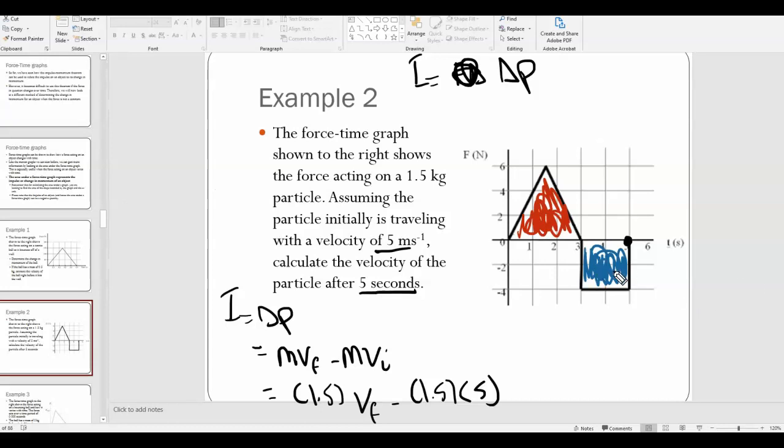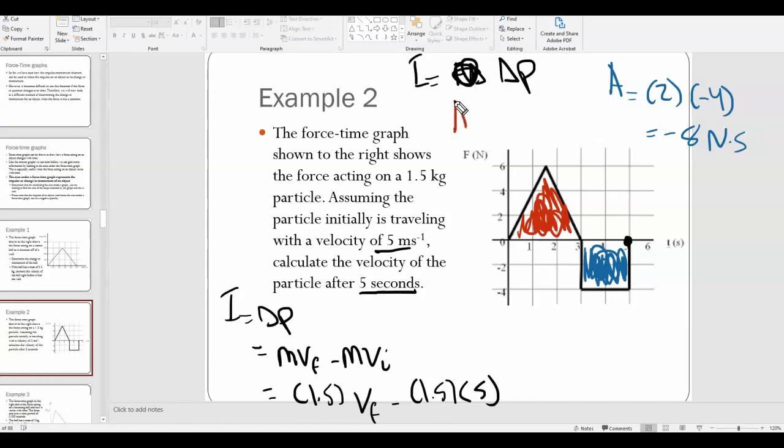Let's do the blue one first, which is just a rectangle. The area would be base times height, so 2, from 3 to 5 is 2, times the height, which would be -4. That would be -8 newton seconds. Notice it's negative because the height, aka the force, is negative, so it's under the graph.